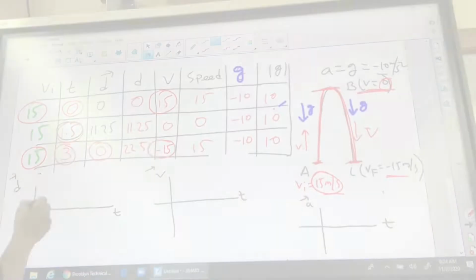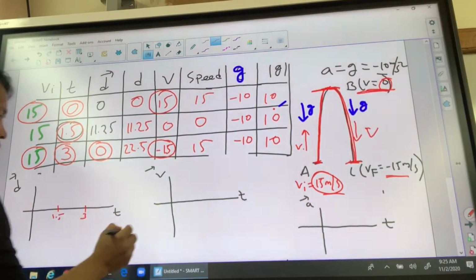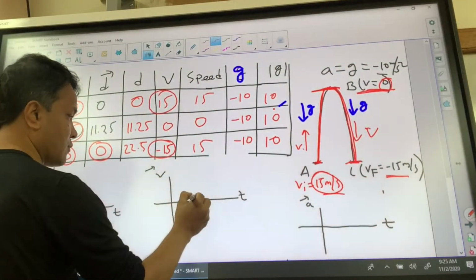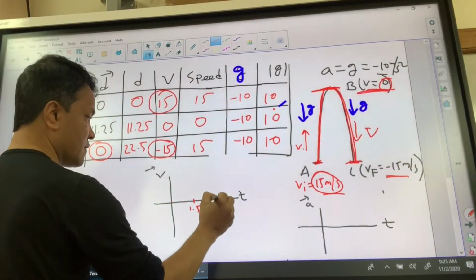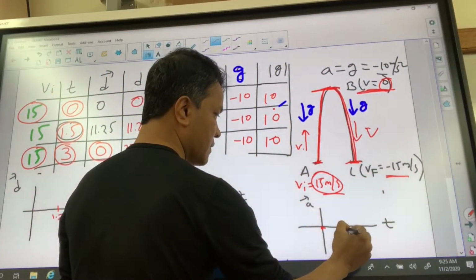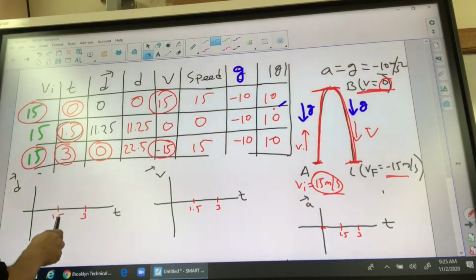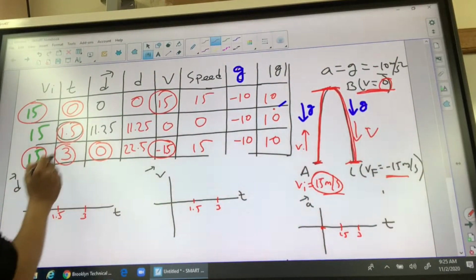Okay, good. So this is 0 second, this is 1.5, and this is 3 second. Now 1.5, I think I can write a little better. 1.5. Okay, good. So at 0 second, displacement is 0.